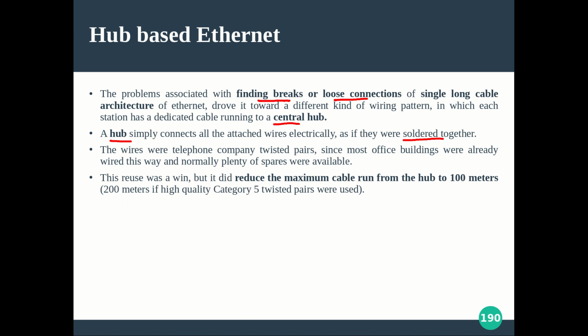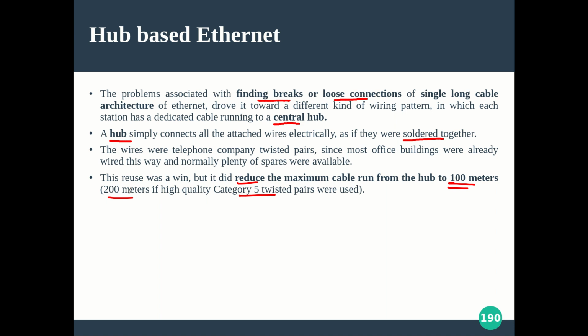So this reuse was a win, but what's the problem there? It did reduce the maximum cable length from the hub to the device to some 100 meters. So from device to hub, a maximum of 100 meters is supported, because these are just normal twisted pairs. After that the signal will start attenuating, so everything should be connected in close proximity. And of course, if you are using category 5 twisted pair, you can go up to 200 meters. That is the kind of limitation we have.